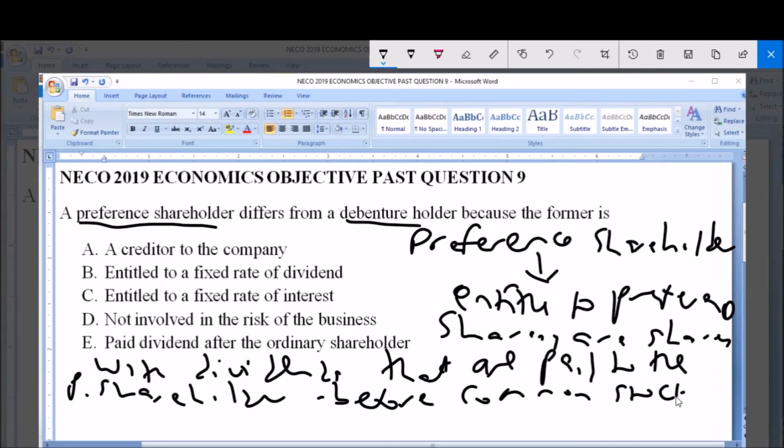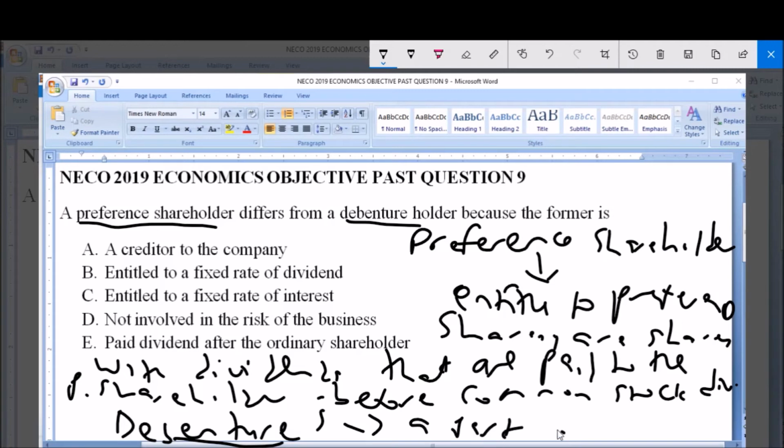And then debenture holders are subscribers to what is known as debentures, and debentures are a part of a loan. So you can see that debenture holders basically take some sort of loan from the company, while preference shareholders receive dividends from the company. Now, the preference shareholder, as we have seen here, is entitled to some fixed rate of dividends before the common stock dividends are even released.